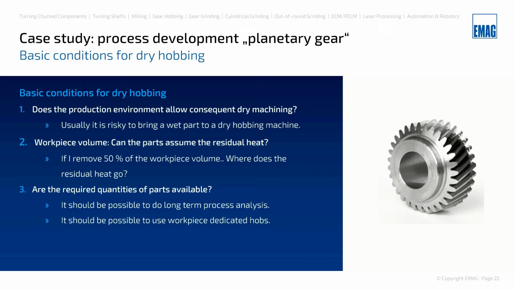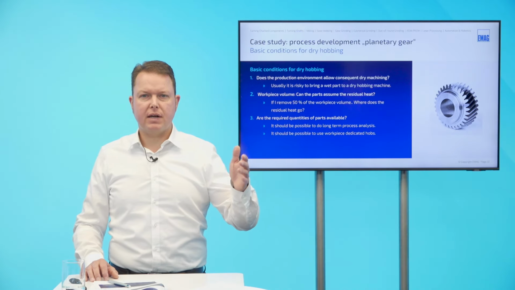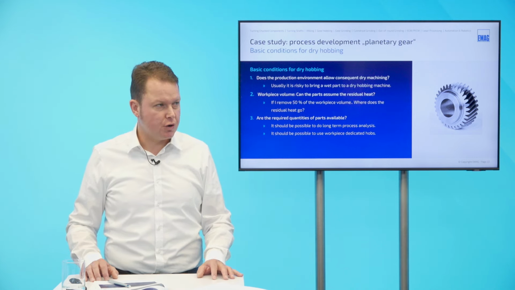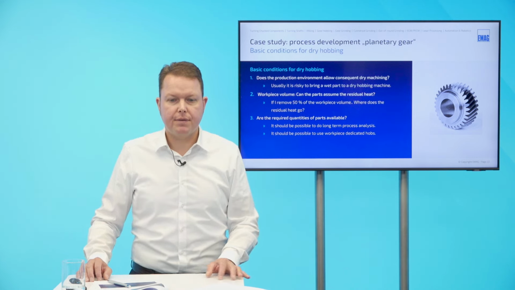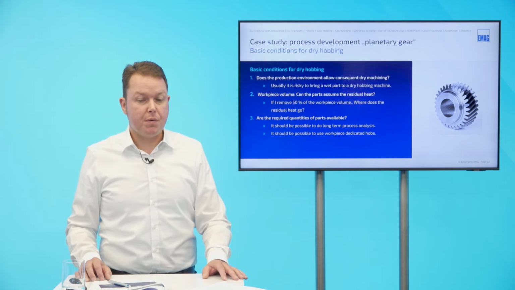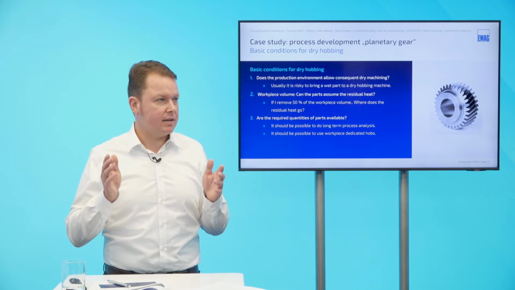Then the third is the quantity of parts. Do we have the required quantity of workpieces in our project that allows us to do long-term process analysis? That means, may we apply different cutting speeds and feeds, monitor the tool life? This is something that we should be able to do in order to have an efficient dry hobbing process. And then, moreover, we should be ready to use workpiece dedicated hobs.